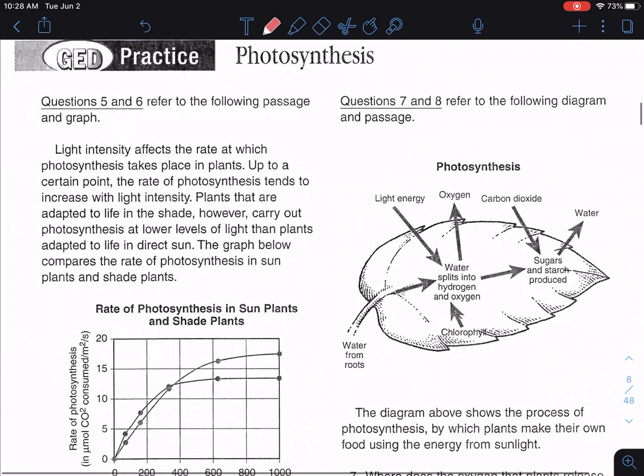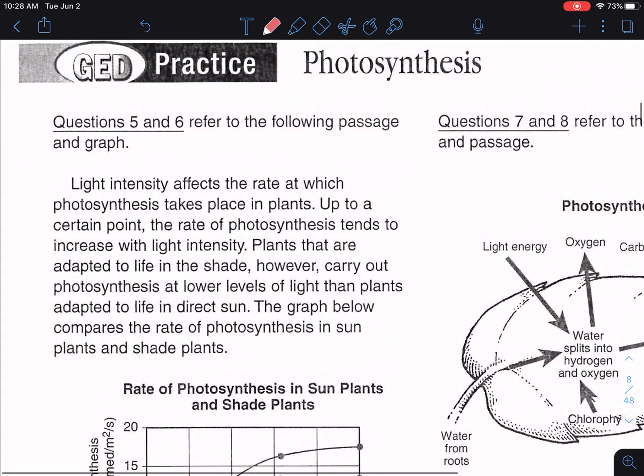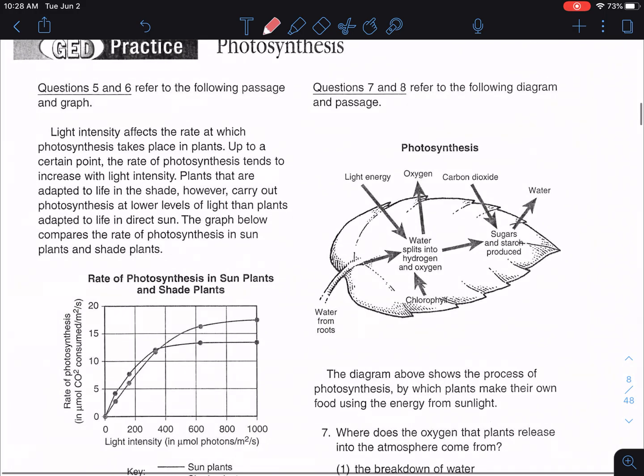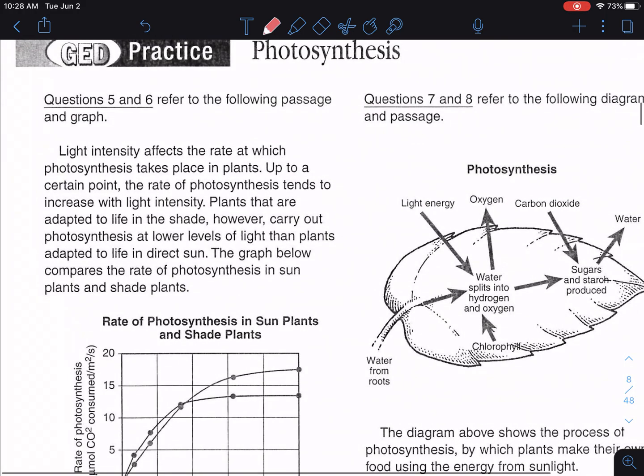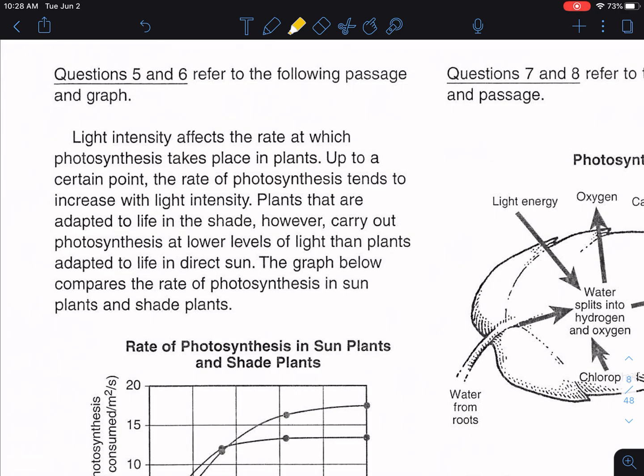Second page, this is page 8. Questions 5 and 6 refer to the passage and the graph. Light intensity affects the rate at which photosynthesis can take place in plants. Up to a certain point, the rate of photosynthesis tends to increase with light intensities. Plants that are adapted to life in the shade, however, carry out photosynthesis at lower levels of light than plants adapted to life in the direct sunlight. It's important. There's a difference between shade plants and direct sun plants.